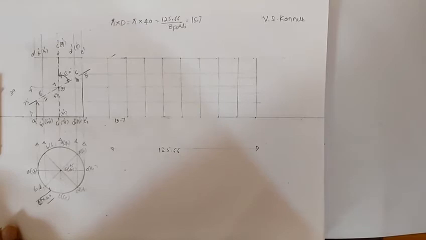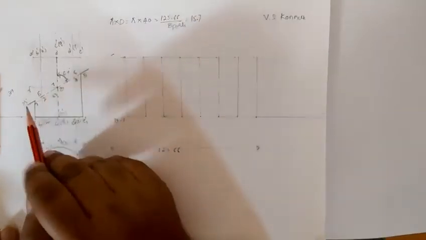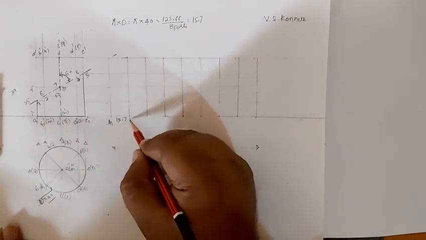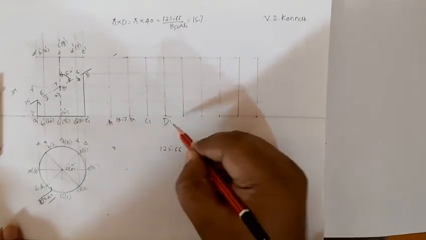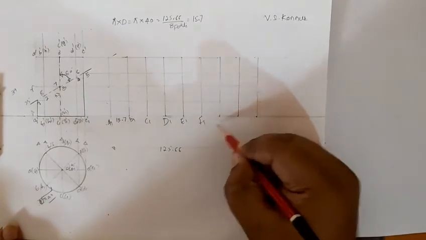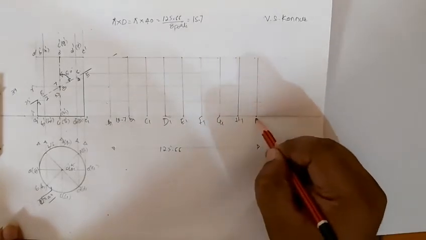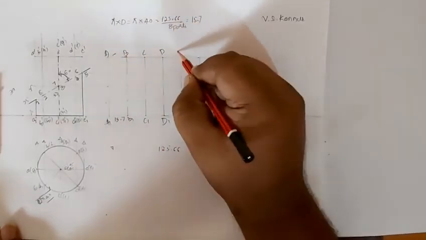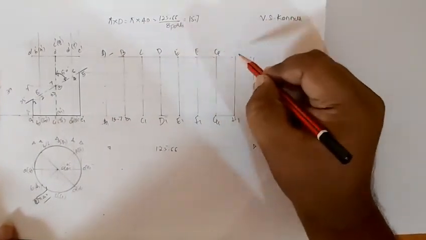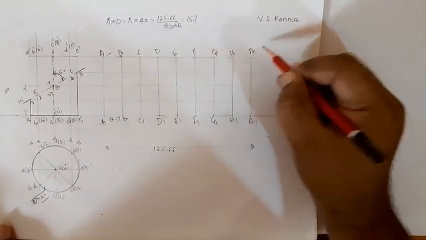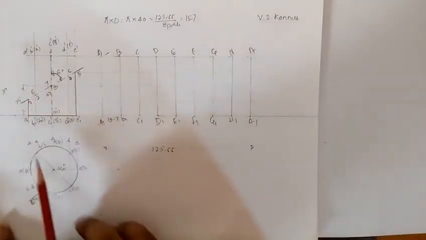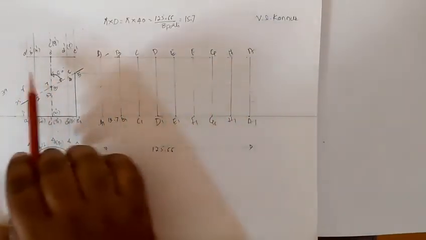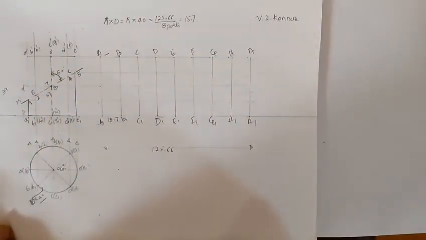Right. Now we'll do the numbering. On A1, 1 is there. First we'll write the names A1, B1, C1, D1, E1, F1, G1, H1, A1, and for the top A, B, C, D, E, F, G, H, A. Right. Now there is no cut on the top and bottom face, so directly draw horizontal lines from each point.